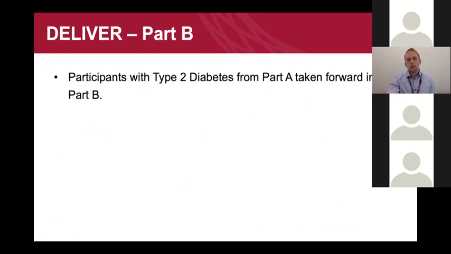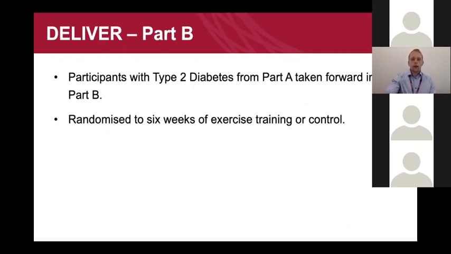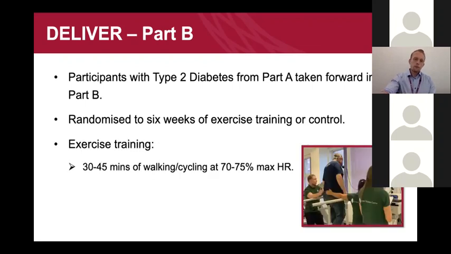So the participants with type 2 diabetes were then taken forward into the second part of the study. So this is where they were randomized to either 6 weeks of exercise training or 6 weeks of the control intervention. And this just included maintaining normal day-to-day habits. So the exercise training itself involved 30 to 45 minutes of walking or cycling exercise at 70 to 75 maximum heart rate. So this is a moderate sort of walking intensity.